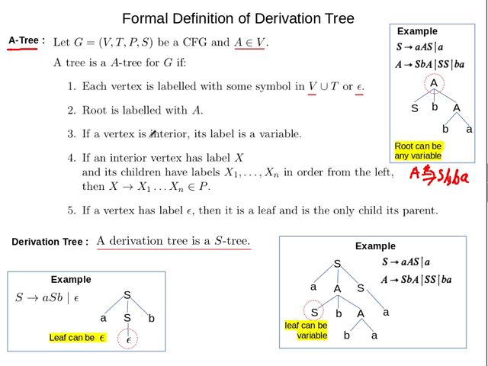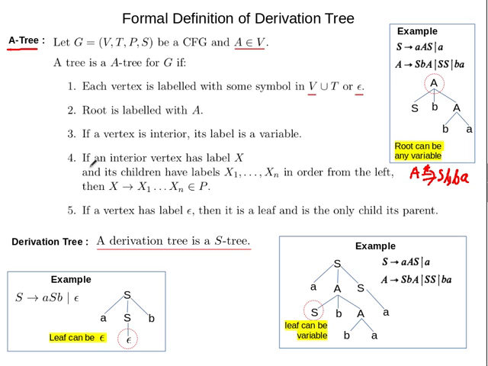And if a vertex is interior, it means it's not a leaf. So what does not a leaf mean? It has been expanded into something, it has a subtree below it, so it has to be a variable. So if a vertex is interior, its label is a variable. Each vertex is labeled by this thing, so the nodes are not exactly this or this or that. Each node has a label. If it is interior, that means it was expanded, so it is a variable. A terminal cannot be expanded, right? So interior vertices are labeled with variables.